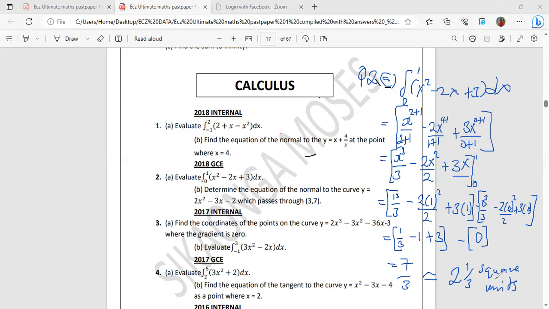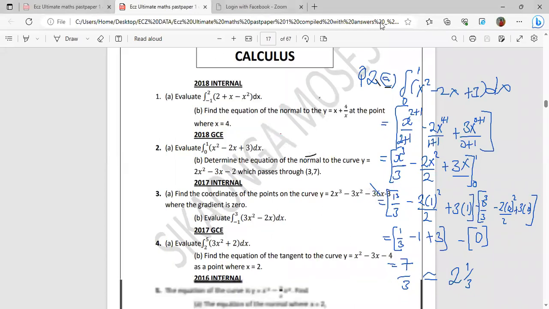Okay, but it's not so necessary that you include these units. Just leave the answer like that.